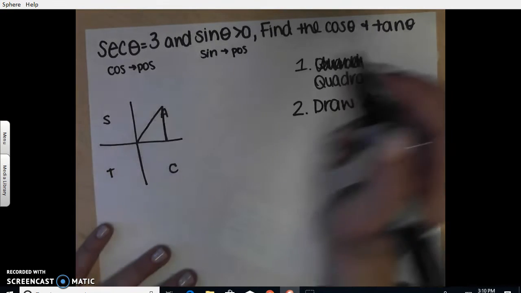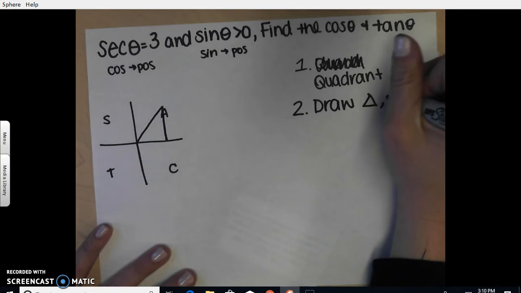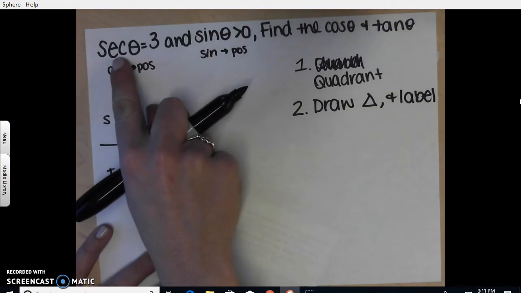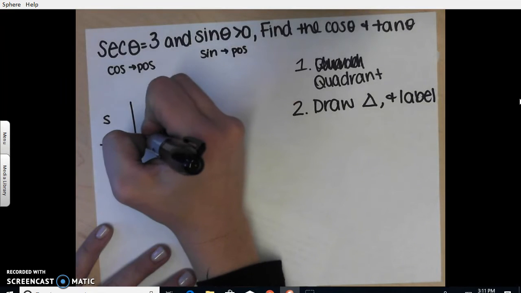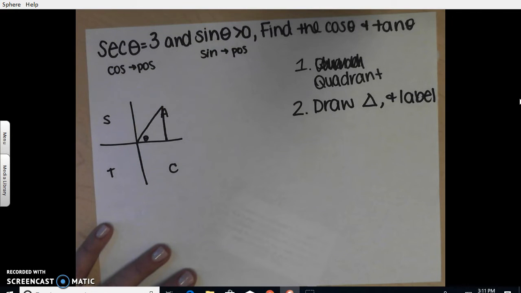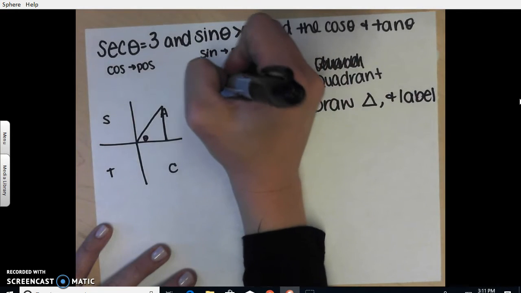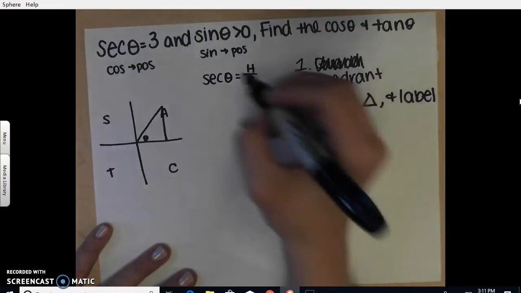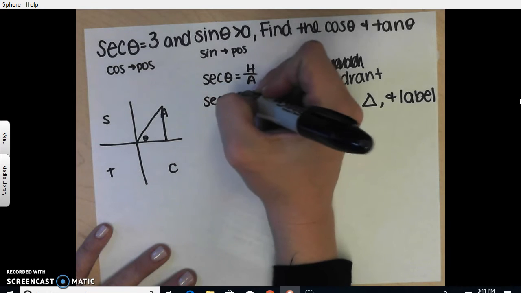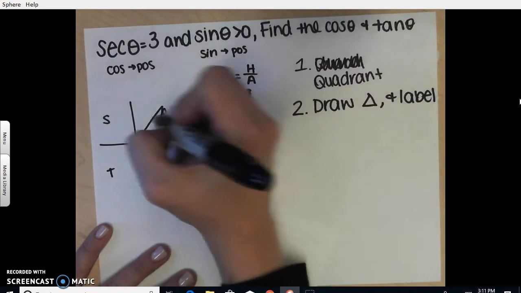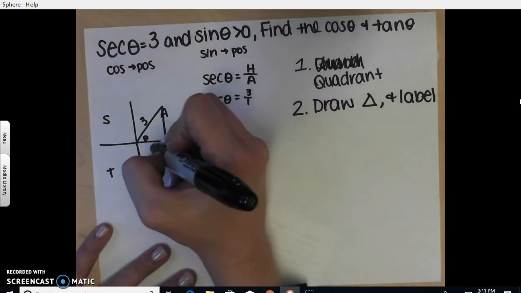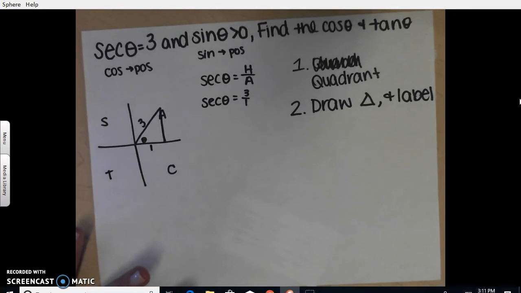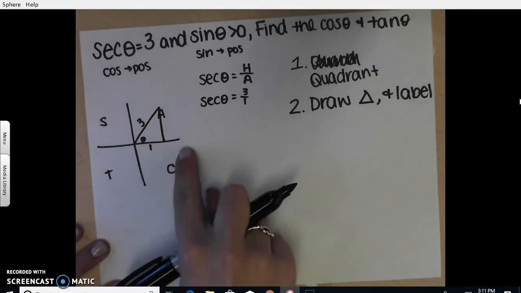And I need to label my sides. I label based on the ratio that I'm given. So this is my theta, and secant is equal to the hypotenuse over the adjacent. So if my secant is equal to 3 over 1, the hypotenuse is 3, 1 would be the adjacent side to theta. I then can find the missing side.